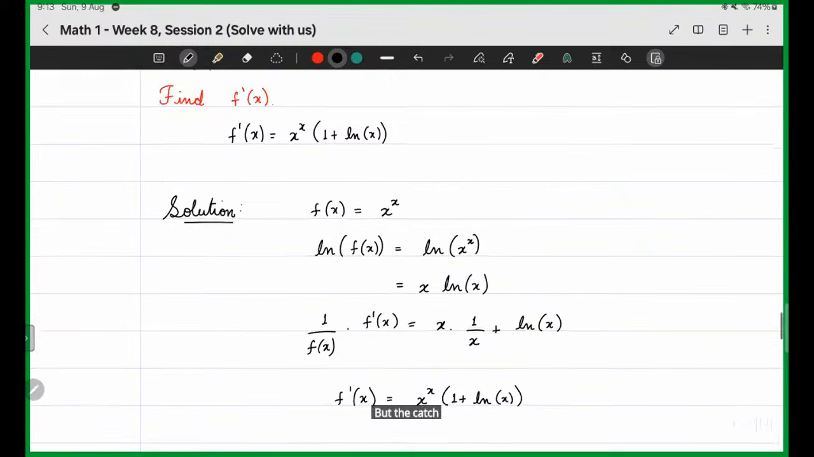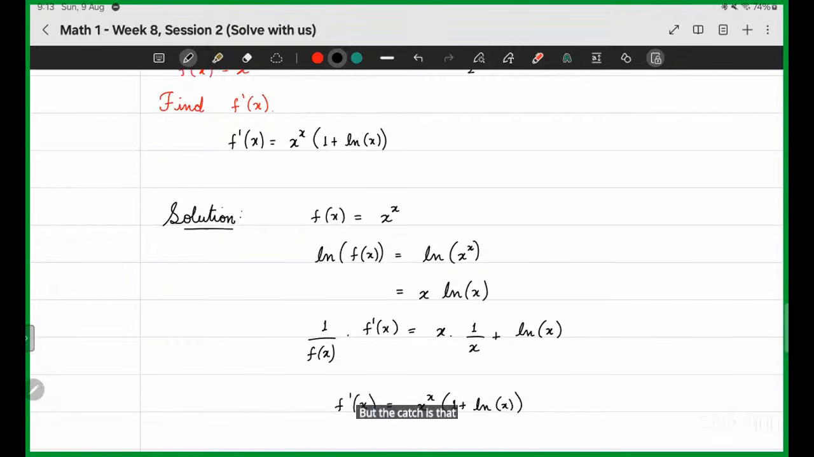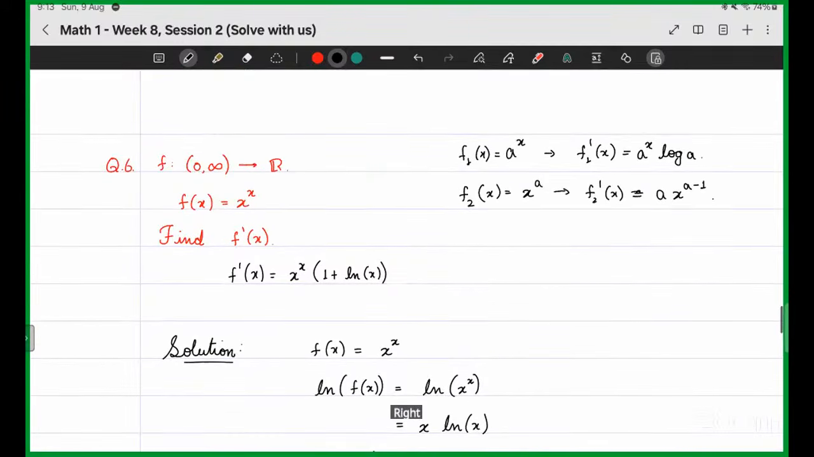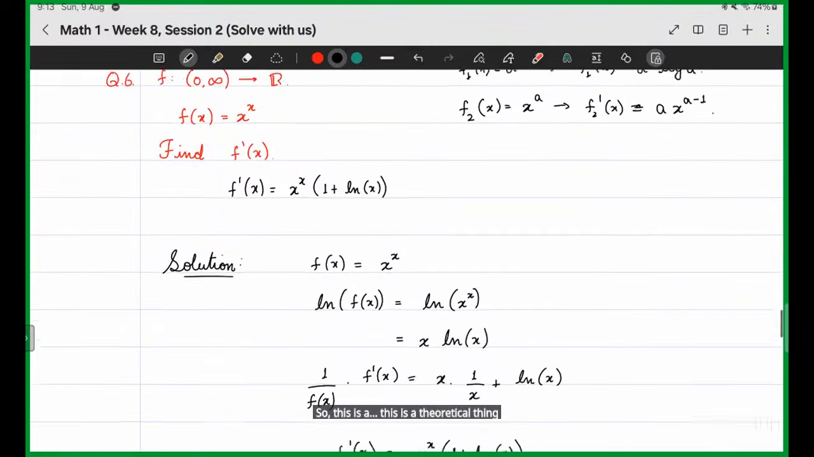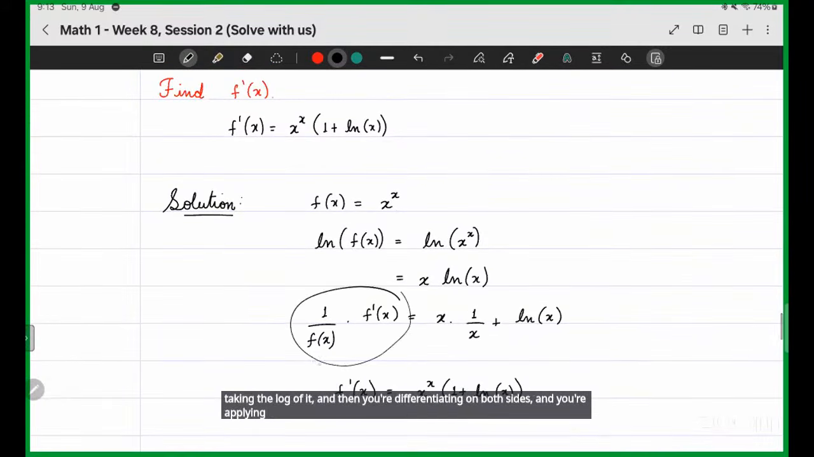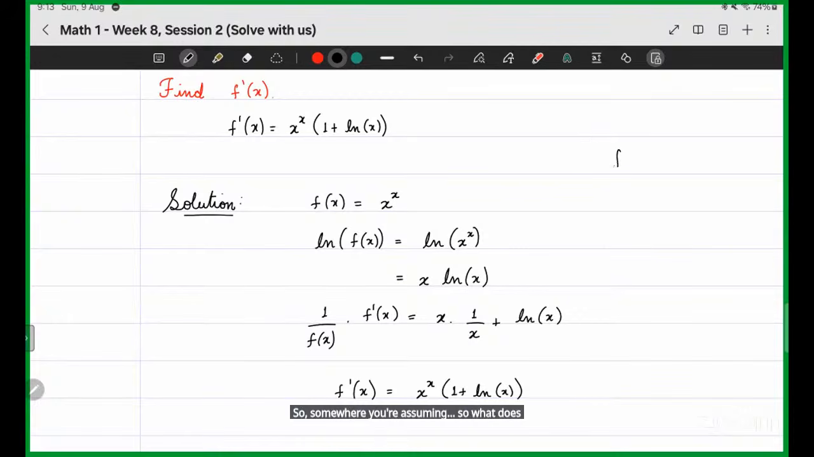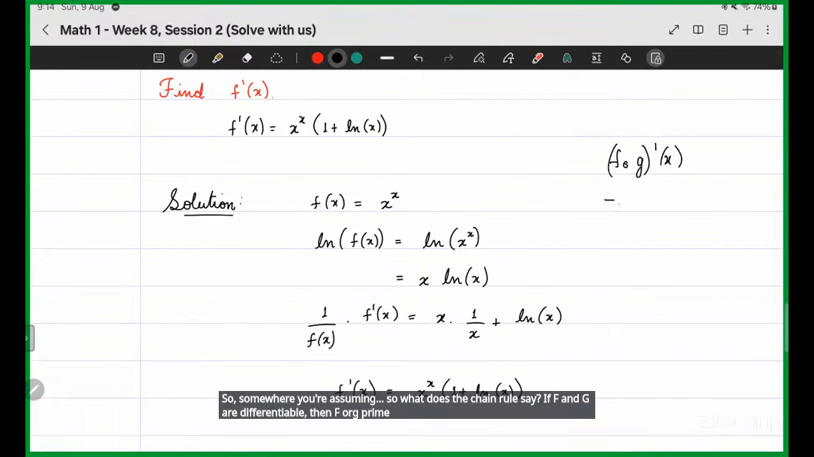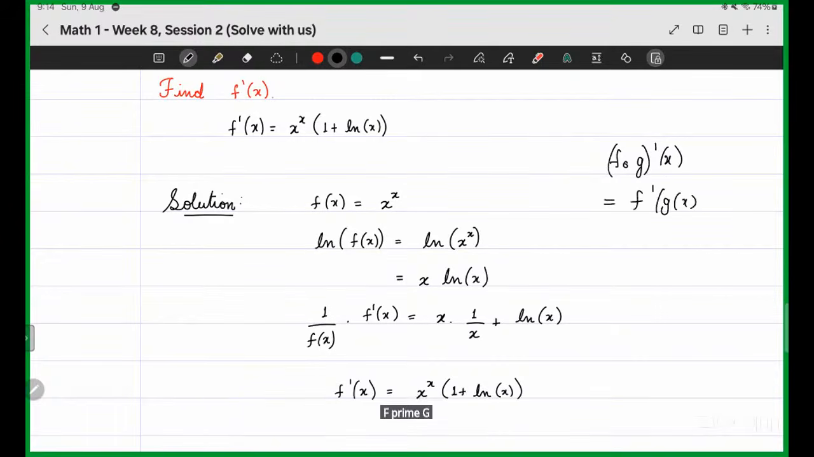But the catch is that we are doing this assuming that this function is differentiable, right? What is the guarantee that it is? This is a theoretical thing. Here you're taking the log of it, differentiating on both sides, and applying the chain rule to get this equation. So what does the chain rule say? If f and g are differentiable, then the derivative of f of g of x is f prime of g of x times g prime of x. There is an assumption already that f and g are differentiable.